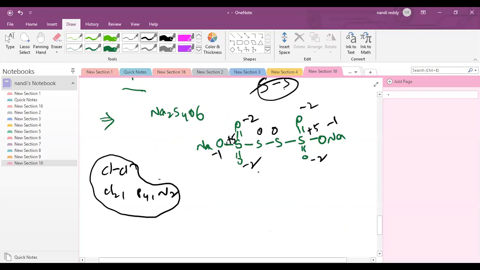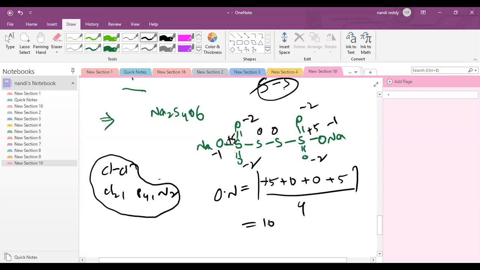Now this sulfur oxidation state is plus 5, here plus 5, and these two sulfurs are 0. But the oxidation number is different. Average of all the oxidation states is called oxidation number. One sulfur is plus 5, next sulfur is 0, again the other sulfur 0, and the next sulfur is 5. Total how many sulfurs? 4. How much will we get, sir? 10 by 4, nothing but 2.5 is the oxidation number of each sulfur in this molecule.